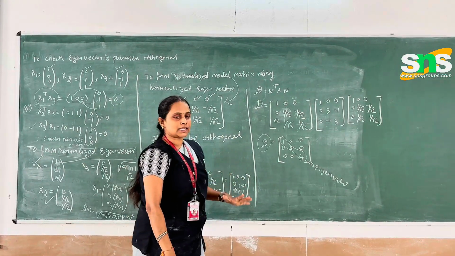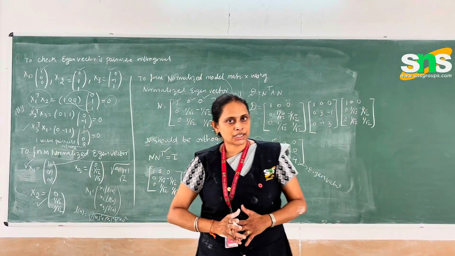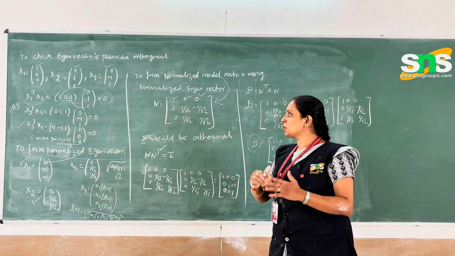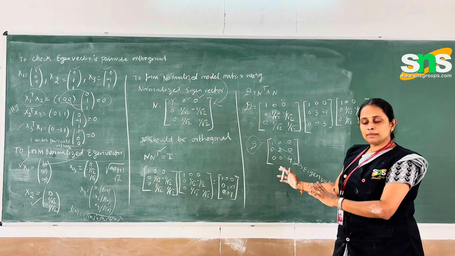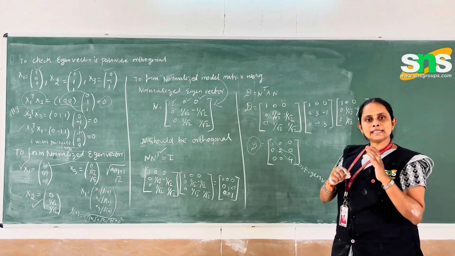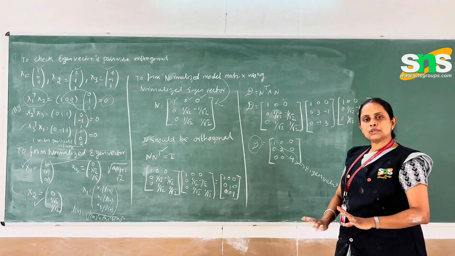In this class we learned what diagonalization is, and we solved the given problem to obtain the diagonal form. In this diagonal form, the eigenvalues occur.